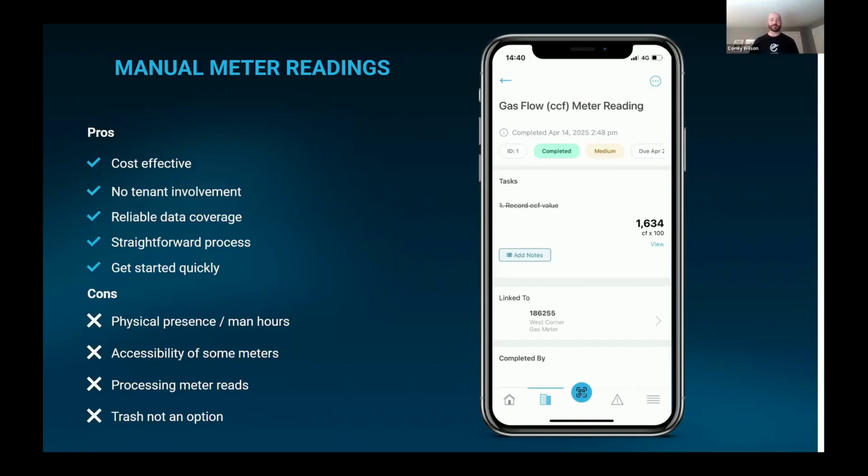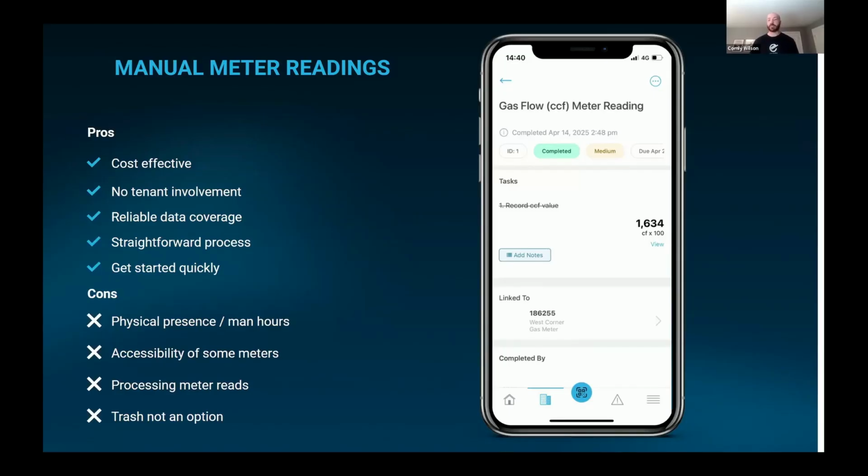Okay, what are the drawbacks here? One, you do need a physical presence and you need to spend man hours. So in industrial, for example, property managers oversee 20, 30, 40, 50 buildings at a time. That's usually okay, right? If they visit the site once a quarter, they do their manual meter reads then, but it's an important factor to consider.